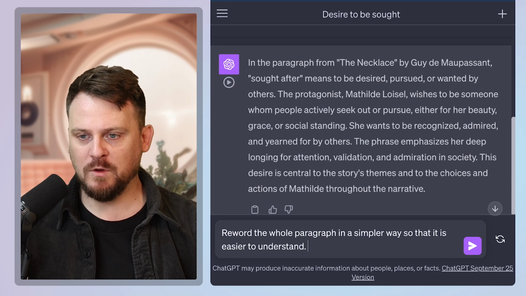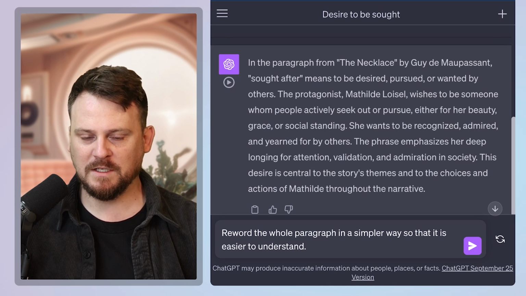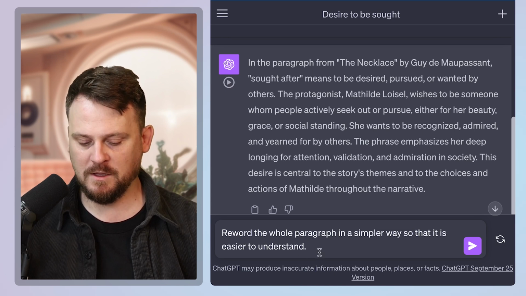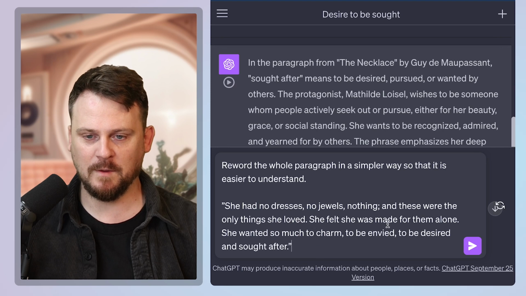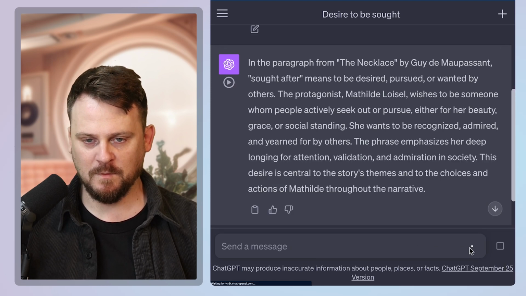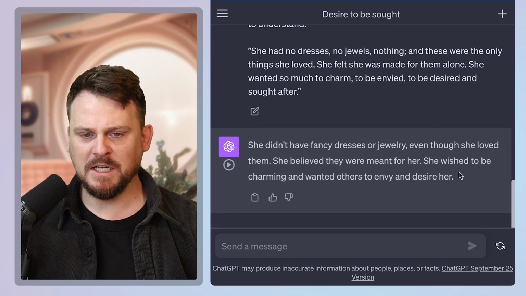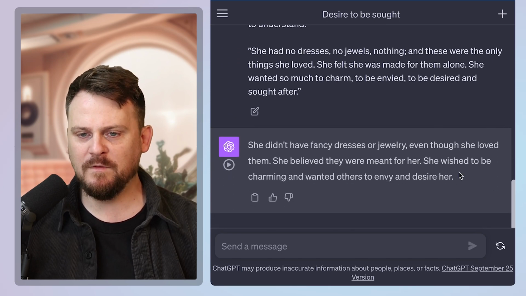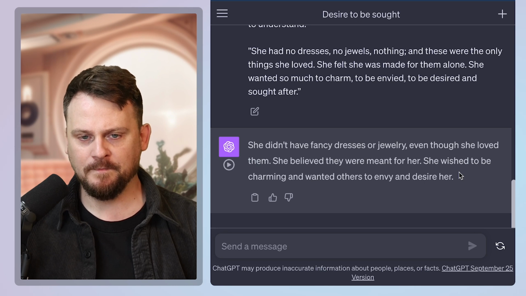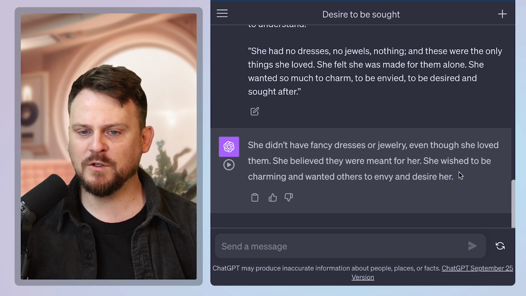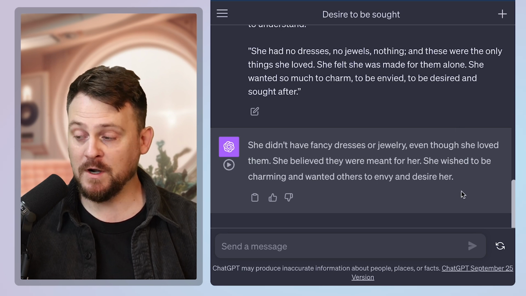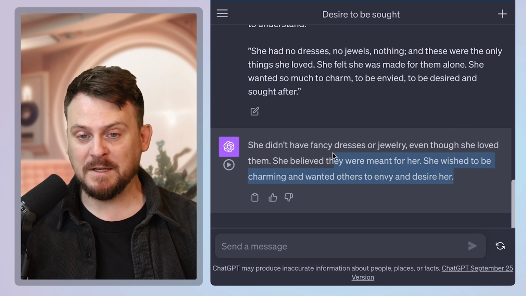Okay. Now, there's a risk that by just sending this or requesting this right now, I will get the response paragraph. So I'm going to just provide it just to make sure it's super clear. She didn't have fancy dresses or jewelry, even though she loved them. She believed they were meant for her. She wished to be charming and wanted others to envy and desire her. Well, that's it, right? That is a simplified version.